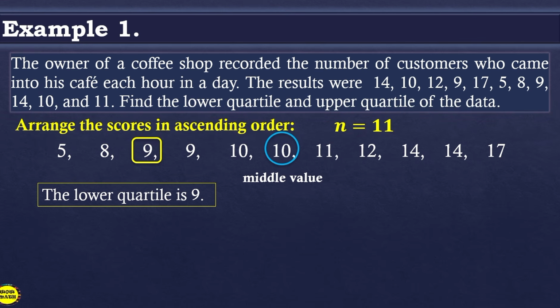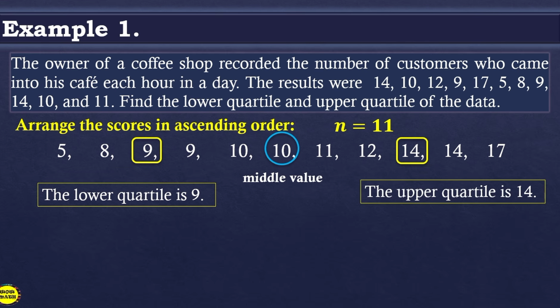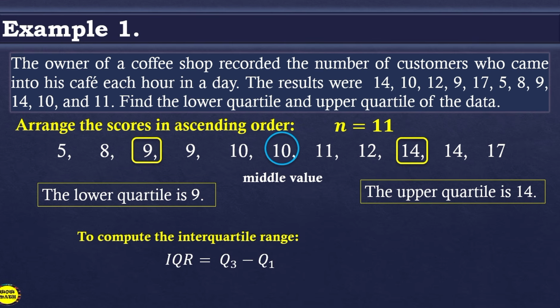Next, dito naman tayo sa right side ng middle value natin. So, meron din tayong 5 scores. Ano yung gitna natin dyan? That is 14. So, the upper quartile is 14. Kung kukunin natin yung interquartile range, that is the difference between the value of your third quartile and your first quartile. So, 14 minus 9, the answer is 5.